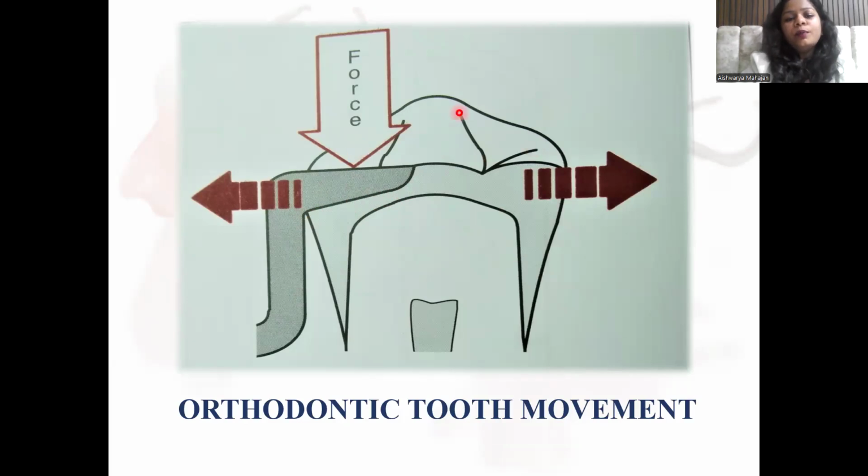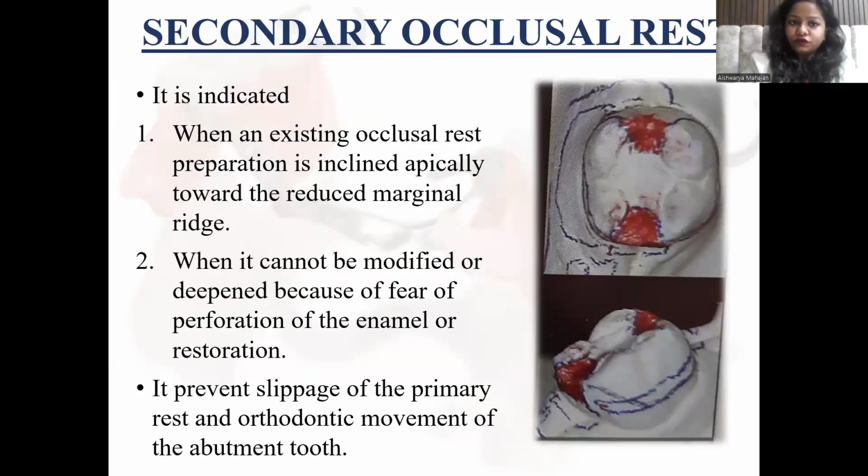Whereas it also imparts forces onto the tooth, which allow for an orthodontic movement of the tooth and eventually loosening and periodontal compromisation of the tooth. So to prevent this, if the occlusal rest preparation is inclined apically towards the reduced marginal ridge, or when it cannot be modified or deepened because of the fear of perforation of the enamel, a secondary occlusal rest can be given onto the tooth. The primary, which has already been given, and another rest is also provided over it. It prevents the slippage of the rest and the orthodontic movement of the tooth.